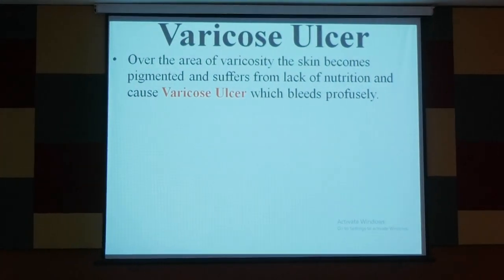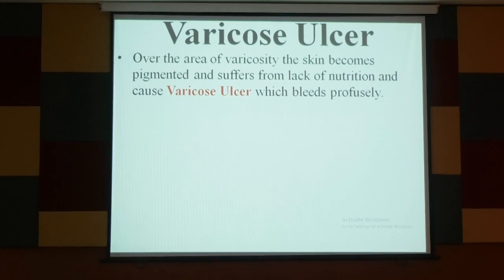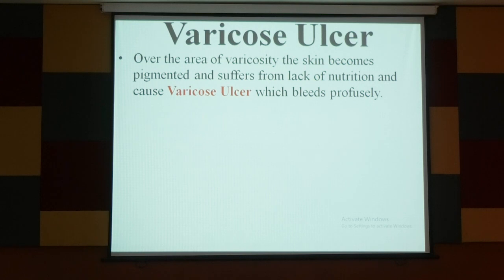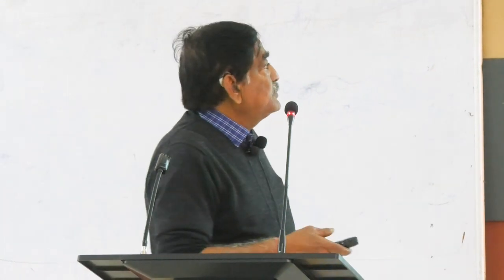Now varicose ulcer. Over the area of varicosity, the skin becomes pigmented and suffers from lack of nutrition and cause varicose ulcer, which bleeds profusely. Now, if you get a case with this ulceration, first of all, these vascular surgeons are not available everywhere. Okay, and these are highly specialized centers who are performing. So at least you are in a rural hospital, or in your own medical college, a patient comes with a bleeding, you please survey and then put a bandage, dressing with some antibiotics, okay, and manage the patient.